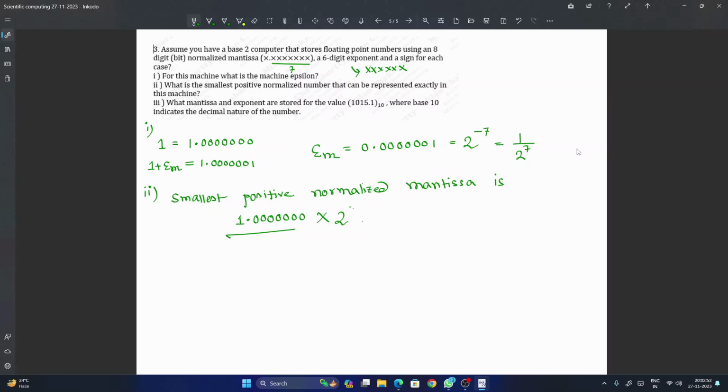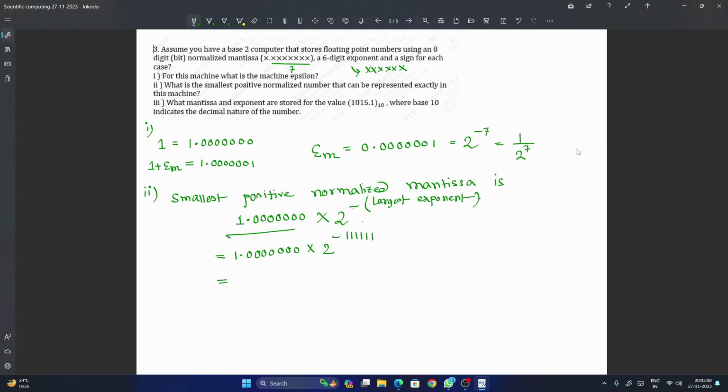So that means we will use the largest exponent here. What is the largest exponent in that machine? 1.0000000 into 2 to the power minus 111111, because in the exponent you can save a total of 6 digits, and we will save them all as 1. Now just express it in decimal form and you will get your value.